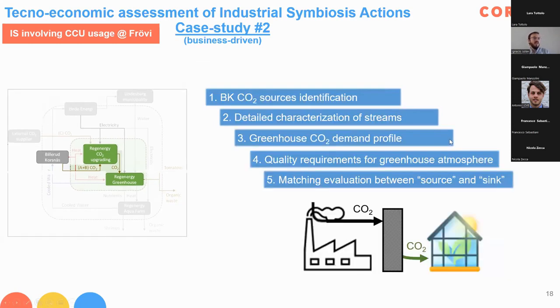The fifth point is the matching between the source and the sink. So the matching between what the flue gases can offer in terms of CO2 flow and quality, basically, and the amount of CO2 that is required by the greenhouse, and the daily fluctuation of the demand.